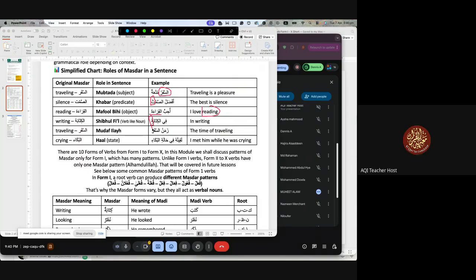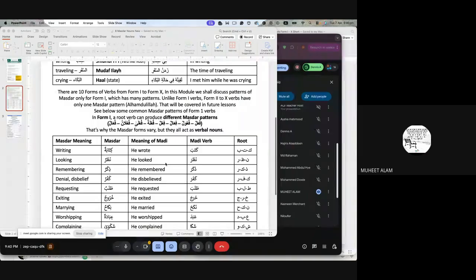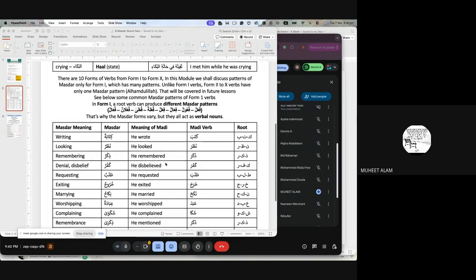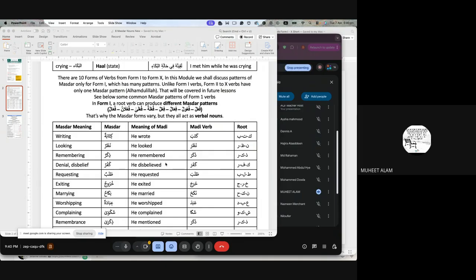Ustada, what shall I do now? So we're just looking at the different patterns of masdar, form first masdar patterns. Different patterns of form first verb masdars are fa'alun, fu'ulun, fi'alun, fi'lun, fu'latun, fu'la, fu'lanun, fu'alun. At this point, you don't have to worry about memorizing all the patterns of masdar. This is just to show you that in form first verbs, masdar forms can be wide.